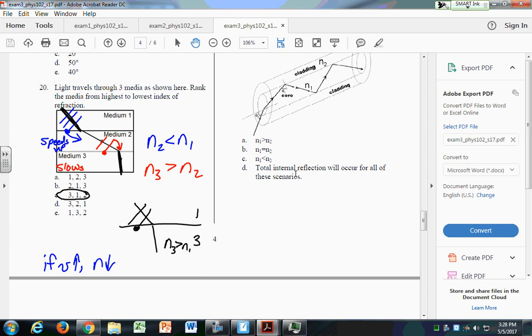And by the way, if I was ranking speeds, it'd be the opposite. It would be 2, 1, 3. Because there's an inverse relationship between index of refraction and the speed of the light. Okay? I could ask you which one has the biggest index of refraction, which one has the biggest speed. I could ask you to rank them. I mean, of course, I would change how the rays are going. So don't just memorize it, but be able to work through it. Okay? Is that clear? All right.